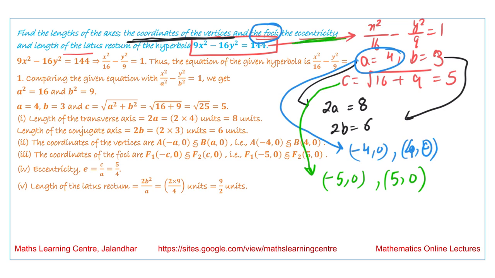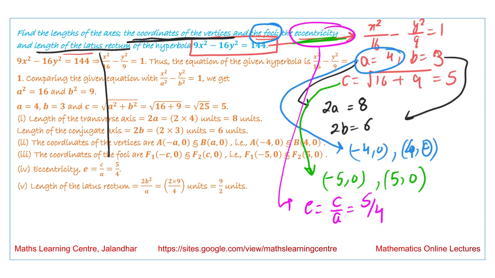Then we have to calculate the eccentricity. Eccentricity e is given by the formula c by a. So the value we obtained is 5 by 4. And the last thing we have to calculate is the length of the latus rectum. It is 2l is equal to 2b square over a, and the value of a we have is 4. So the answer we get is 9 by 2 units.